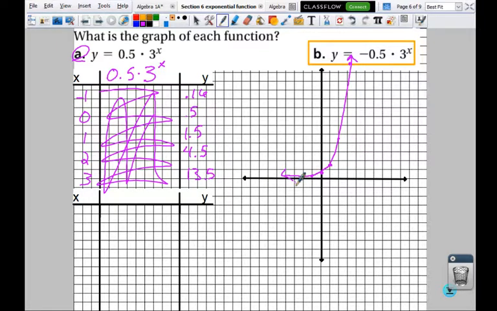Alright. So, I am going to make the lesson a little shorter because I want you guys to practice making your tables and your graphs. Part B here is going to be your exit ticket.